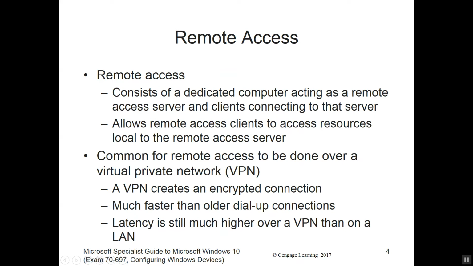First comes remote access, which consists of a dedicated computer acting as a remote access server and clients connecting to that server. It allows remote access clients to access resources local to the remote access server. It's common for remote access to be done over a virtual private network. A VPN creates an encrypted connection, much faster than older dial-up connections. Latency is still much higher over a VPN than on a LAN.